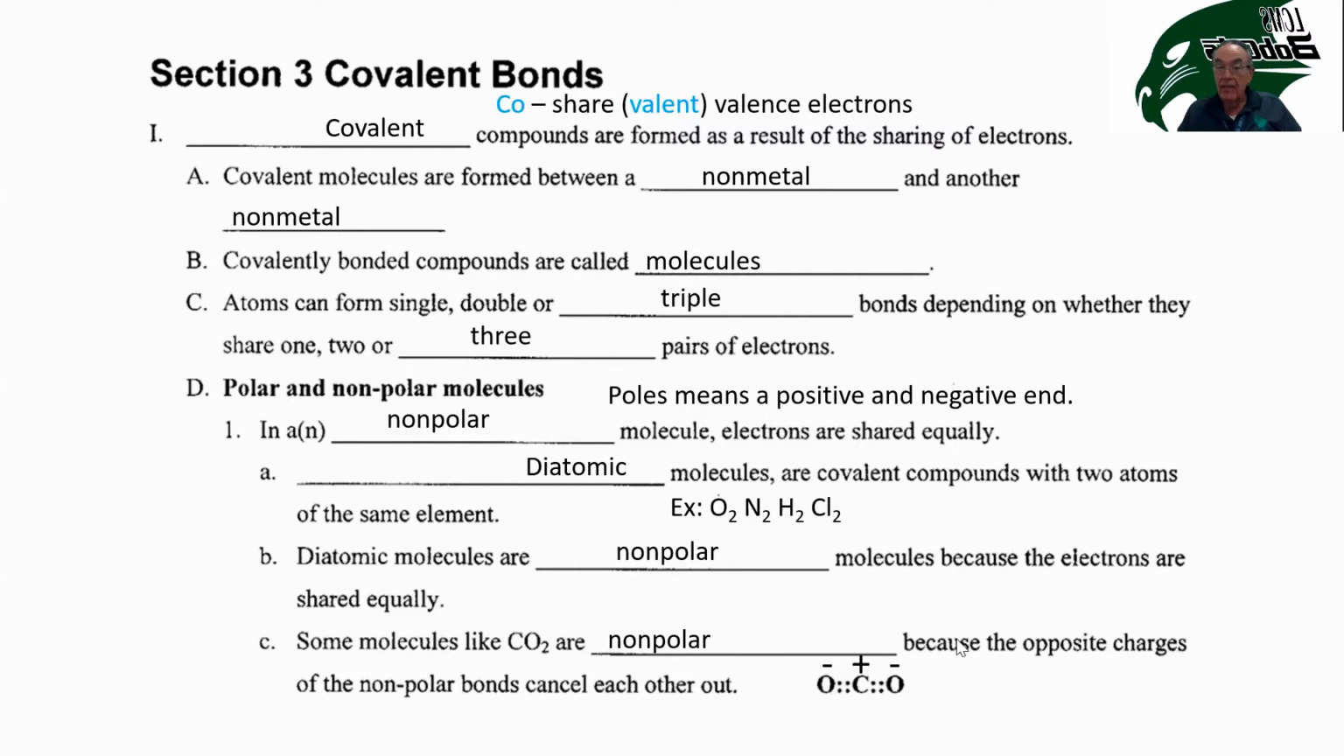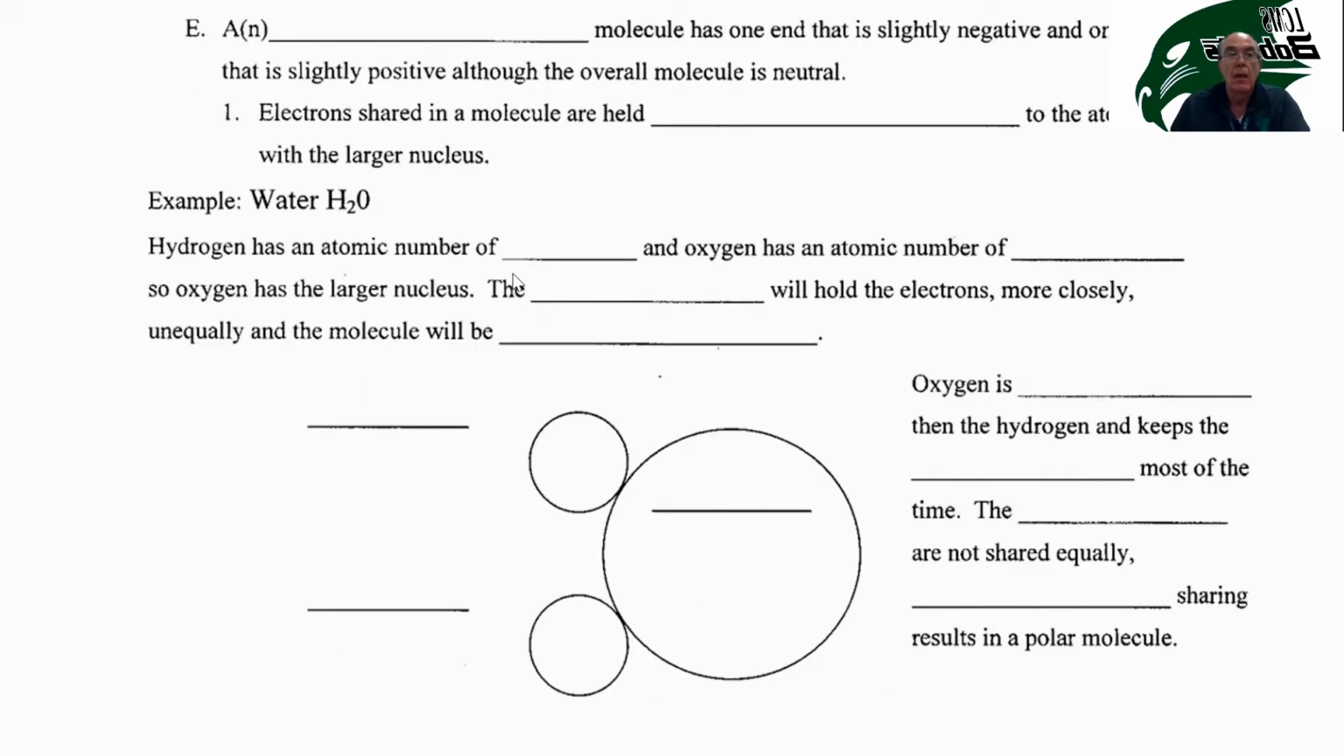And so that's what it says here. That's what it means when it says because the opposite charges of the nonpolar bonds cancel each other out. The opposite charges of the two oxygen ends cancel each other out, the two negative ends. Now, if the molecule has one end that's slightly positive and one end that's slightly negative, it's polar. Just like I explained, anything that has poles, a positive end and a negative end, is polar.